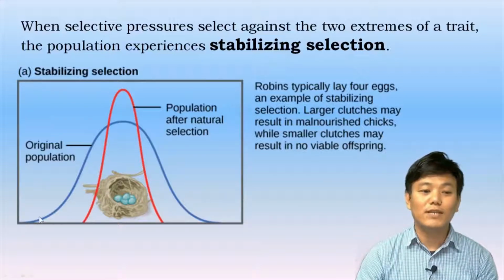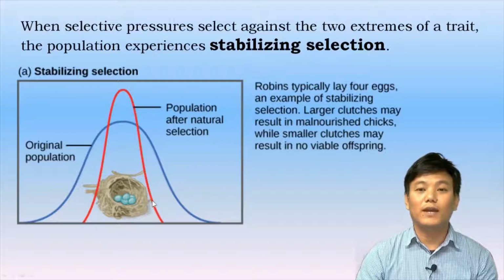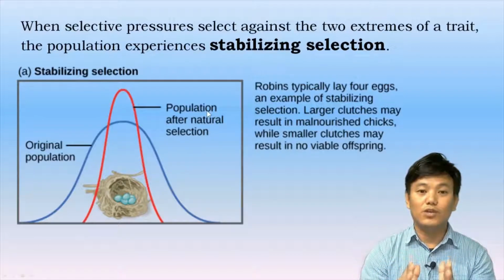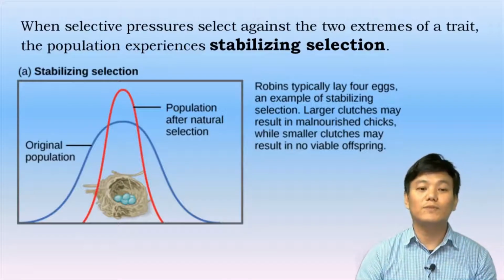So you can clearly see that the bell curve has changed its shape after the selection has occurred. So this is the first type, the stabilizing selection, in which the selection goes in favor of the trait which is between the two extremes.